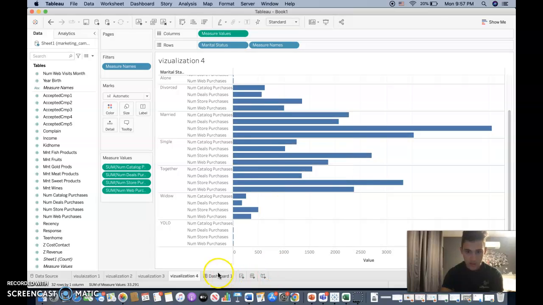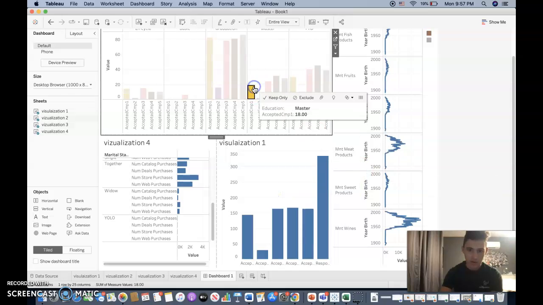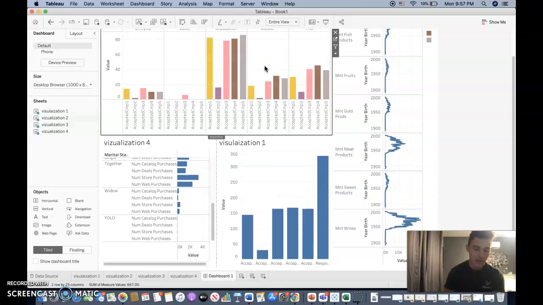So after that, we have our dashboard where you can see everything here. You can interact with all of it. And outside of that, it was very interesting to analyze all the data and see it from a marketer's point of view.